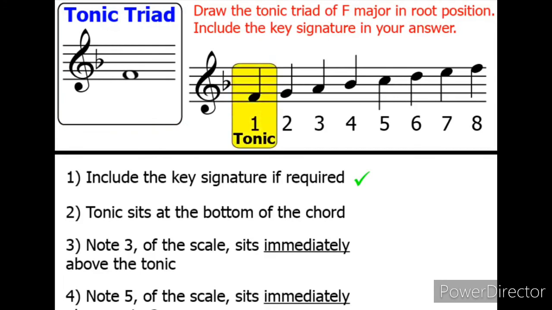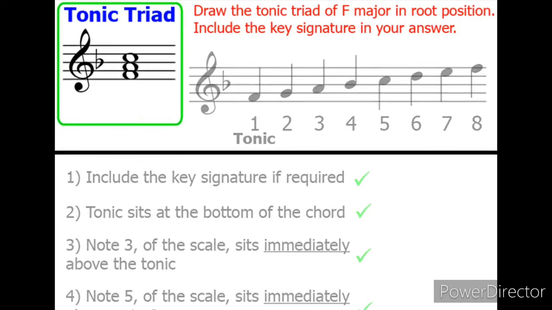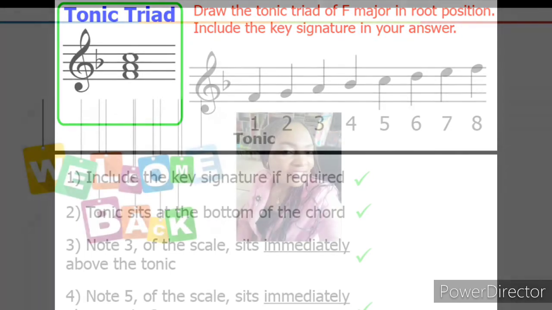Step 2, we then take the tonic note, the F, and pop it at the bottom of our tonic triad. By placing it at the bottom, we are also ensuring that the chord is in root position. Step 2, complete. Step 3, note 3 is A. We pop that onto our tonic triad. Step 3 complete. Step 4, note 5 is C, and we add that to our tonic triad. Step 4 complete, but let's just check that all 3 notes are balancing nicely on top of each other. They are. So here's our tonic triad for F major in root position with key signature.